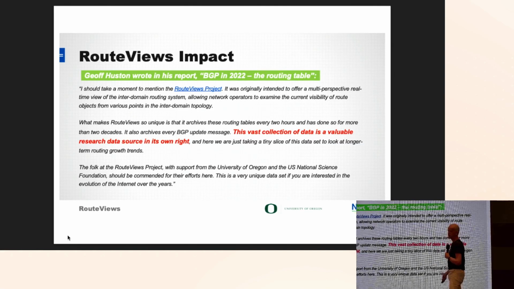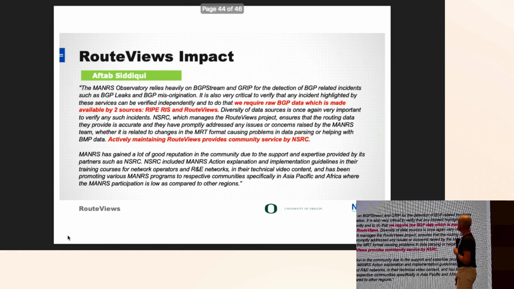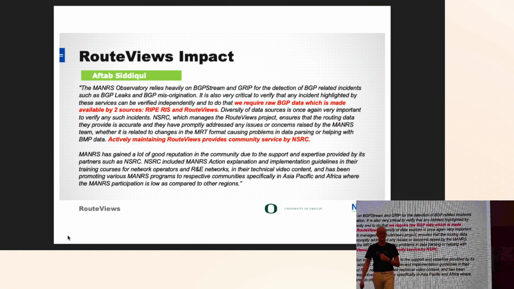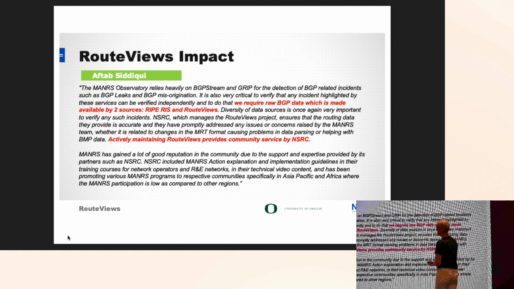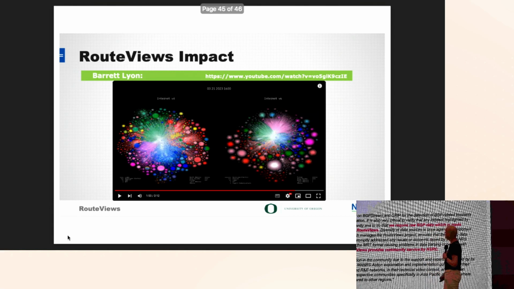Impact, well, Jeff uses it for what he does, so that's what he said. FTAB uses it, well, the Manos Observatory, when ISOC still thought Manos was important, rather than handing it off to somebody else. But FTAB, same story. Manos Observatory makes quite a use of all the route views data, as well as, of course, the RIS data that Lia was talking about.